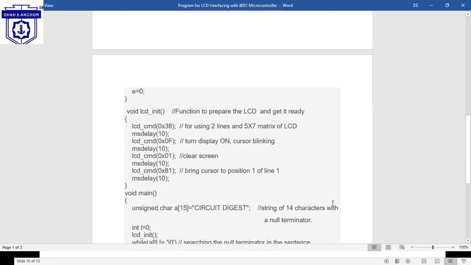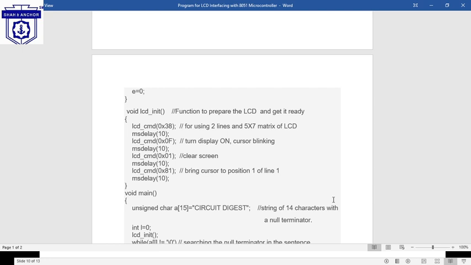Then we are writing the function to prepare the LCD and get it ready. LCD_CMD 0x38 for using 2 lines and 5 by 7 matrix of the LCD. Because we are using a 16 by 2 LCD, it has 2 lines and a 5 by 7 matrix. And msdelay is 10.